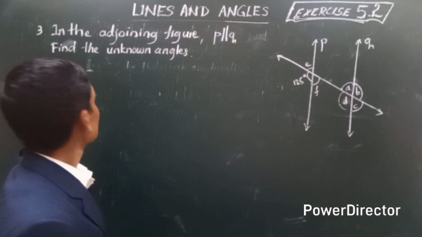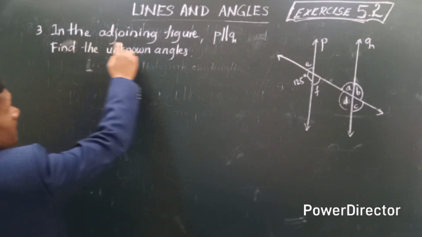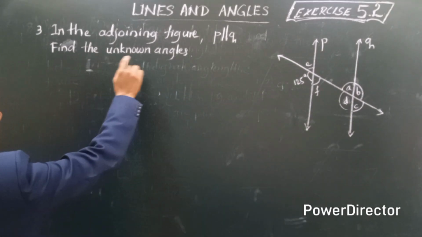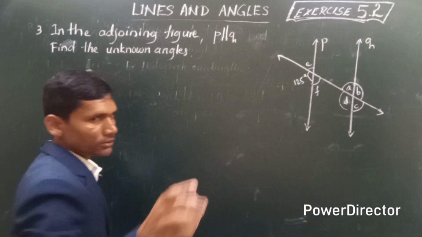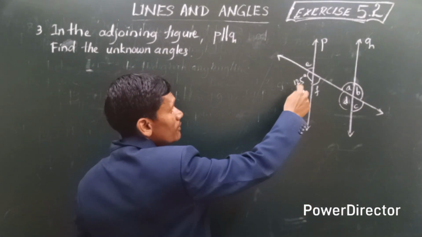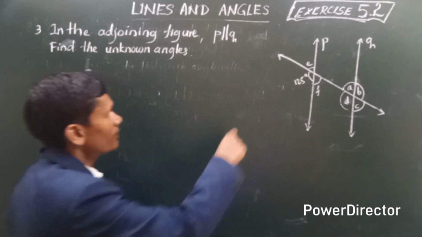Okay, now let us come to the third problem. What is given in the question? In the adjoining figure, P is parallel to Q. It is said clearly. Find the unknown angles, meaning here angles E, F, A, B, C, D we need to find out. Remember, how to do this? We don't know what this angle is, so we will name it so that it will help us find the other angles. So 125, how to name?